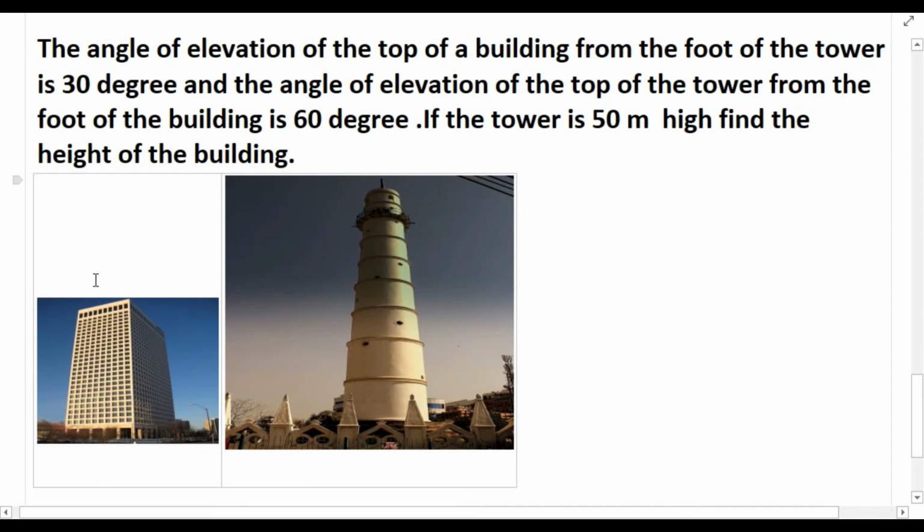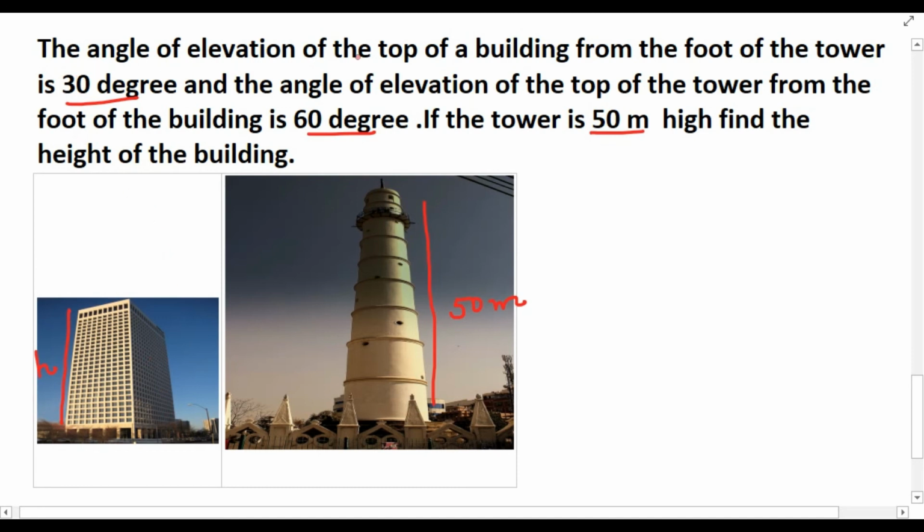Now the next question is: the angle of elevation of the top of a building from the foot of the tower is 30 degree, and the angle of elevation of the top of the tower from the foot of the building is 60 degree. If the tower is 50 meter high, find the height of the building. So this is the tower. Height of the tower is 50 meter. We need to find the height of this building. Let it be h. Now we will frame the right angle triangle.